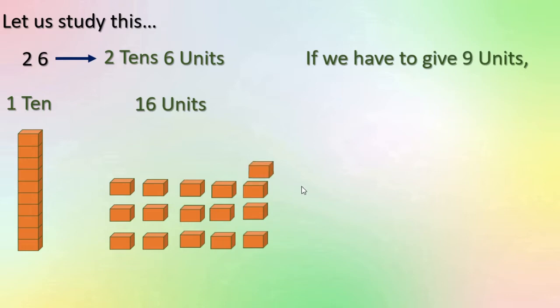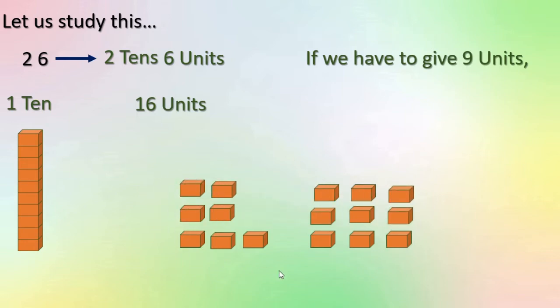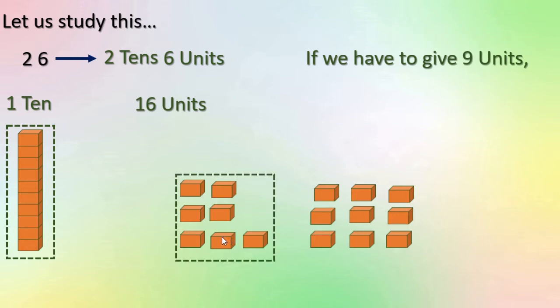Now it is very easy to give 9 units to someone from 16 units. See here, this is 1, 2, 3, 4, 5, 6, 7, 8 and 9, isn't it? Now we have given 9 units. Now what remained? Let us see. This is 1 ten and here we can see 7 units. Am I right? Let us write here 1 ten and 7 units remained when we subtract 9 from 26.